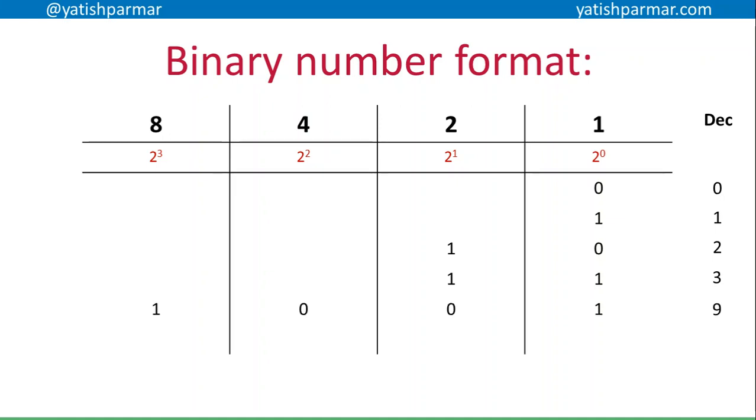If I want to store 9, I'm going to have 1 eight, no 4s, no 2s, and a 1, because 8 plus 1 gives me 9. If I want to store 15, I've got an 8, a 4, a 2, and a 1, because if you add them all together, you get 15.